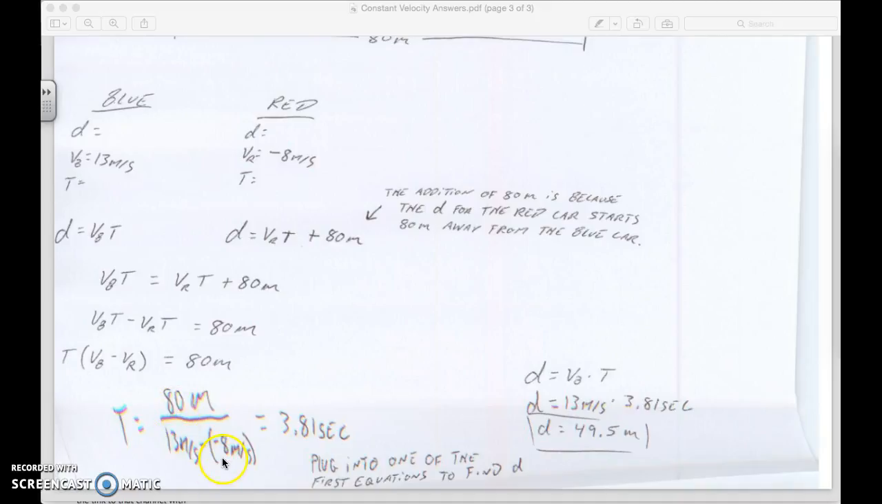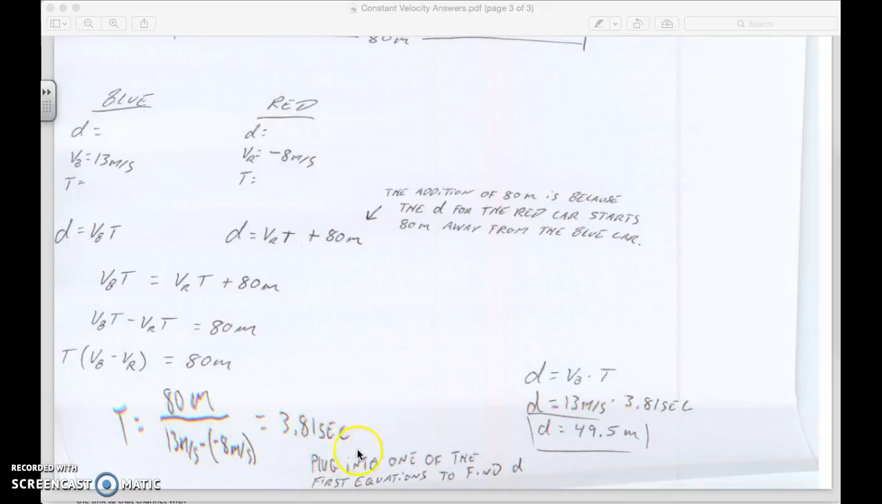That's what happened here. Sorry, it got a little messed up going through the scanner, but you can still see it. 80 meters divided by 13 meters per second for the blue minus negative 8 meters per second. You have to make sure you have that negative sign, or you get a very weird answer. And that's going to give us a time that they will hit in 3.81 seconds. After they go, about 3.81 seconds until they hit each other.